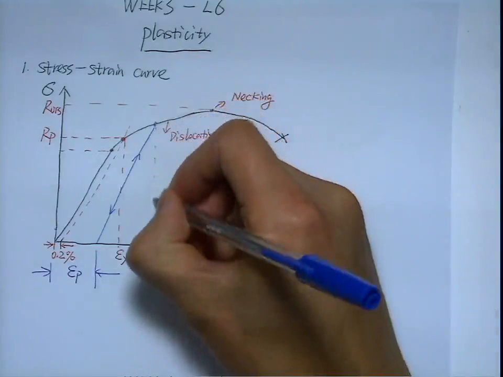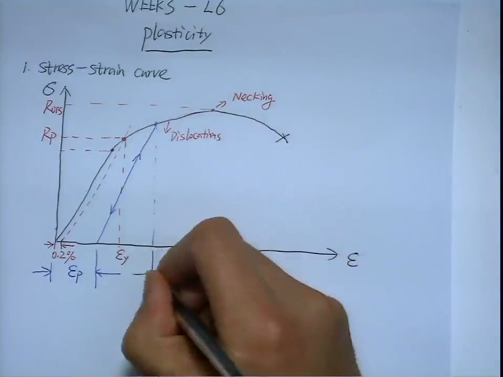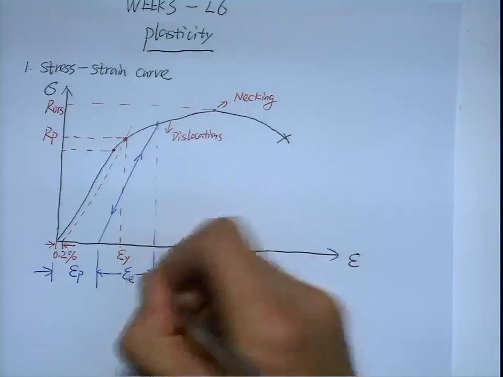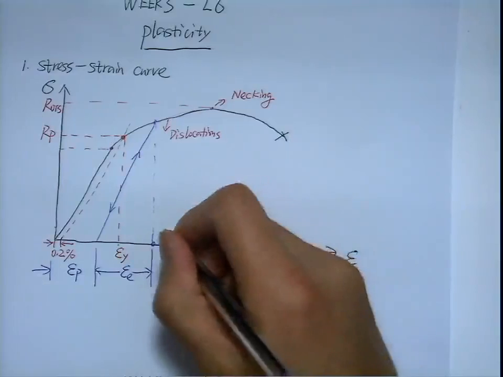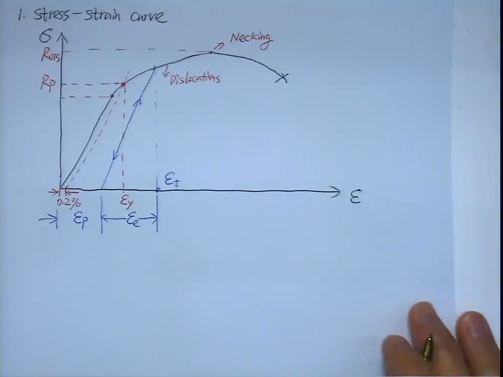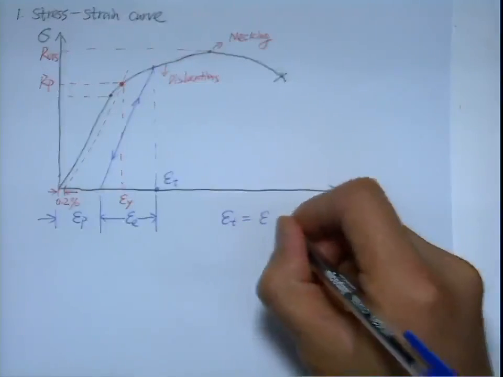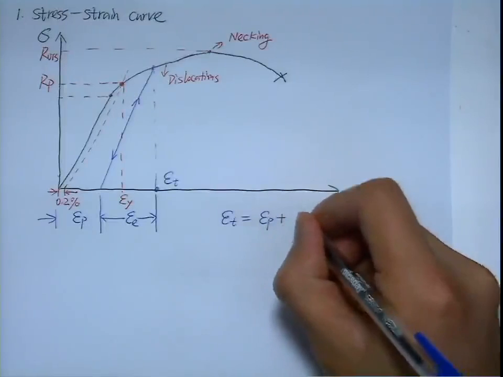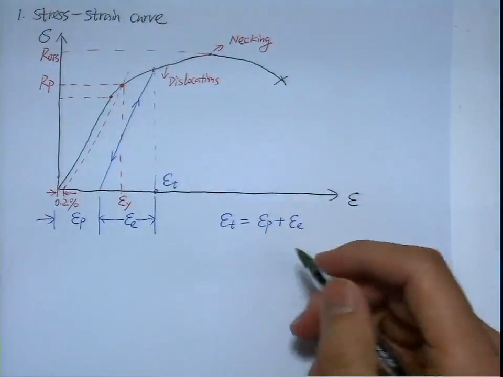And this part is still recoverable. We call it elastic strain. And this is the total strain, epsilon t. Okay? So normally we can write epsilon t equal to epsilon p plus epsilon e. Elastic strain and plastic strain.